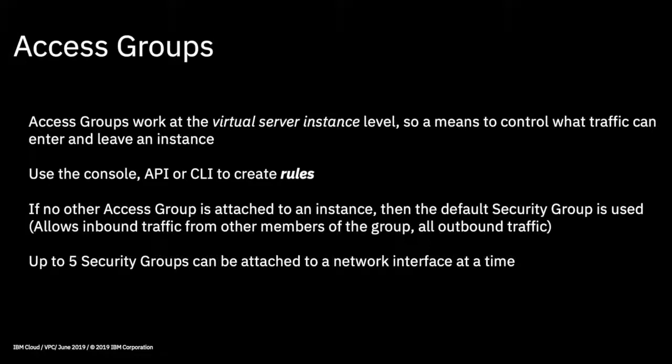So with access groups, as I say, they're slightly different in the fact that they work at the virtual server instance level. So the traffic has already got to the subnet. What the access group is doing is potentially stopping traffic getting to particular virtual servers. So it's actually a means of controlling what traffic can enter and leave a particular virtual server instance. So again, you create rules and you use the console, the API, or the CLI to do that.